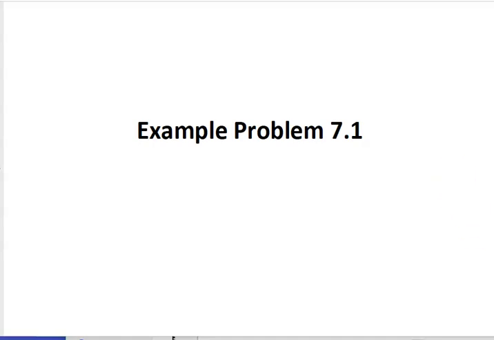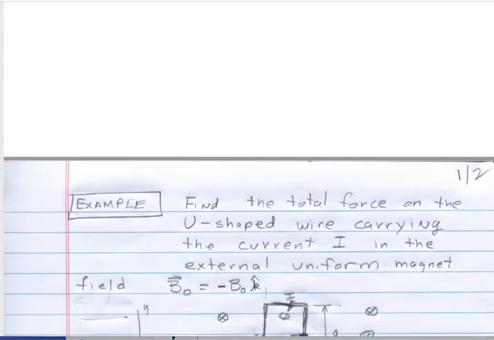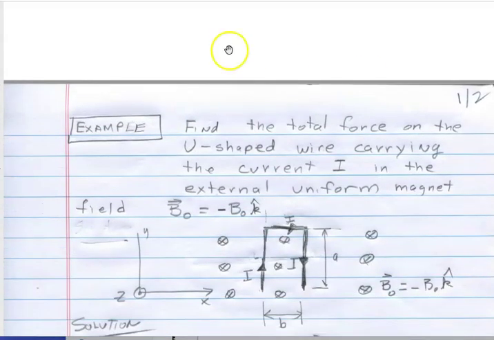Well, let's turn now to working a few example problems. And the first one is: find the total force on the U-shaped wire carrying the current I in the external uniform magnetic field B equal to minus B naught. B naught is positive here in the Z direction. And you were given a coordinate system associated with it.